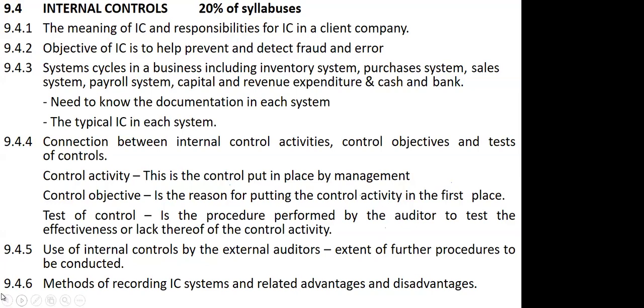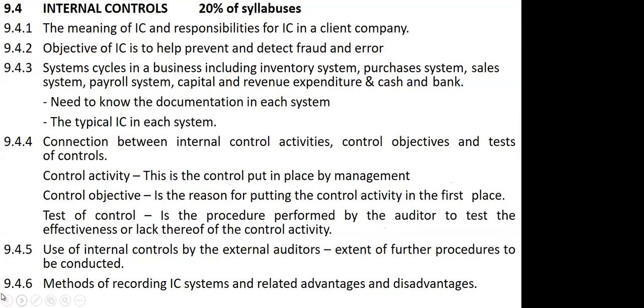Okay, and then we need to know, like I earlier said, the connection between internal control activities, the control objective, and test of control. The control activity is the control that is put in place. The actual control, authorization, for example, is a control activity. Control objective is the reason for the control. Authorization is necessary to ensure that no unauthorized payment is made, for example.